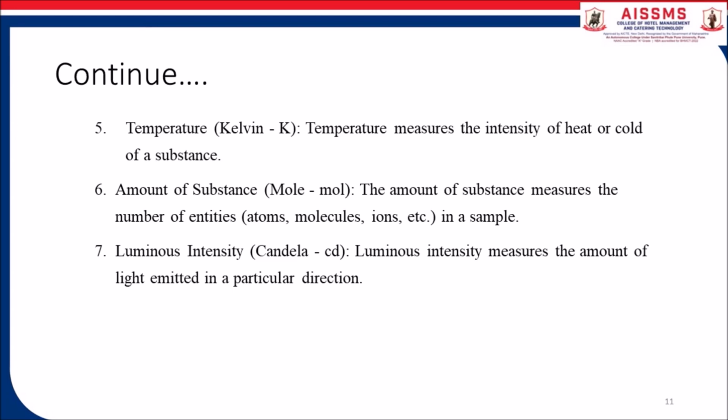The last one is luminous intensity. Candela, with cd as its symbol, is the unit. Luminous intensity measures the amount of light emitted in a particular direction. It is fundamental in photometry and is used to quantify the brightness of a light source. The candela is defined as the luminous intensity in a given direction of a source that emits monochromatic radiation of a given frequency.